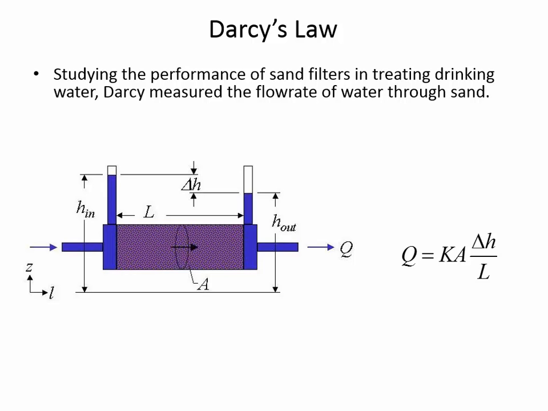So this is Darcy's Law that tells us how easily water moves through soil. For a certain difference in head, for a certain delta H, how much flow you can get through the water.